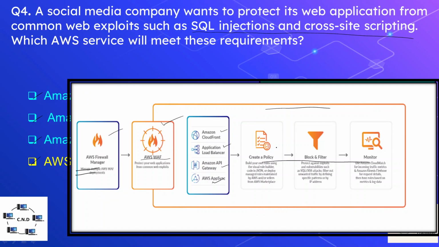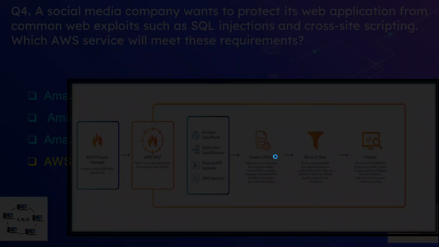You can use this AWS WAF to create policies, block and filter content depending upon your requirement, and then monitor their usage and their blockage. So this is how the AWS WAF works and protects your web application and web services from web exploits.